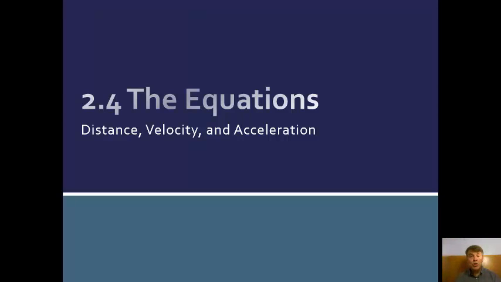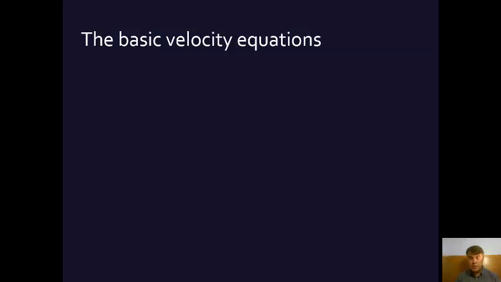And so now we come to the equations. This is probably the first really significant section of any physics book, and that's where you get the basic equations for deriving distance, velocity, and acceleration. For example, if you want to find the velocity, and these all assume constant acceleration.